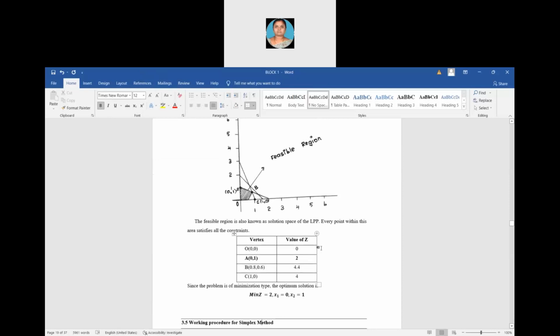So these are all the values we have got, and actually the problem is based on minimization. Minimization means you have to see which is the minimum value here. What is the minimum value? Among the four values, the minimum value is 2. So according to that, the corresponding x1 value is 0, and the corresponding x2 value is 1. So this is what we are doing here by using the graphical method.